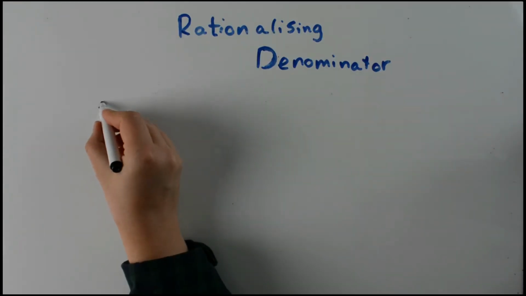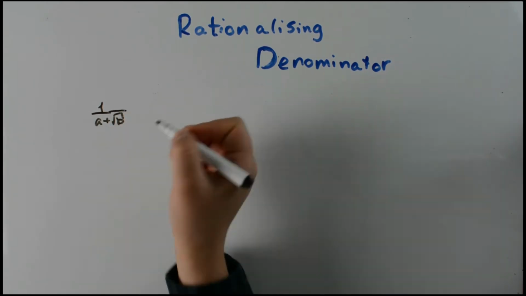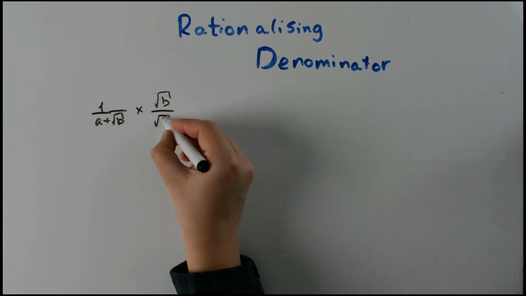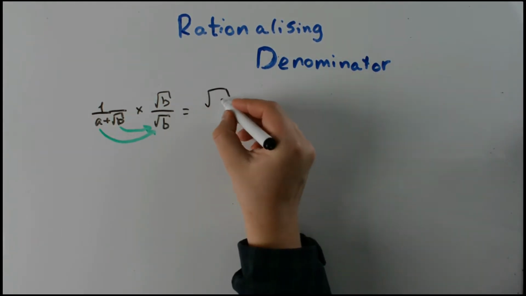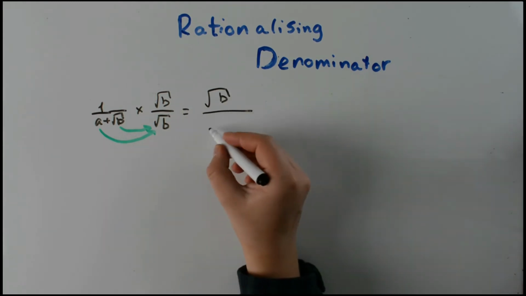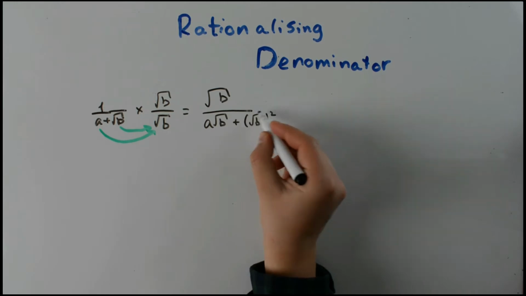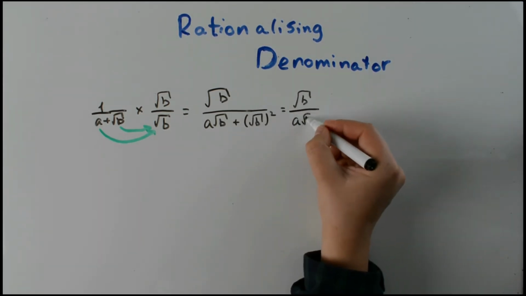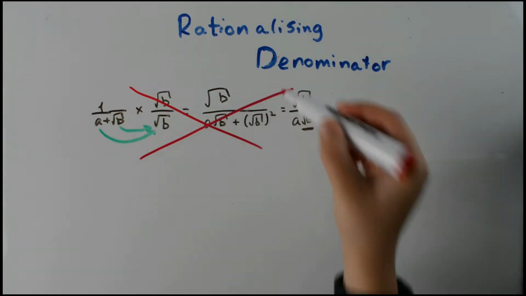Our next rule is going to be 1 over a plus square root of b. Okay, so a little bit more complicated, and let's see what happens if you times it by square root of b. Okay, so the top will become just square root of b, and the bottom is going to be a square root of b plus square root of b squared, and that will simplify to square root of b over a square root of b plus b. As you can see, we still have square root of b, so that method doesn't work.